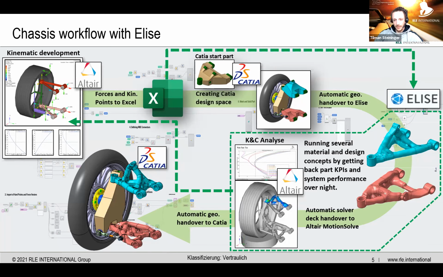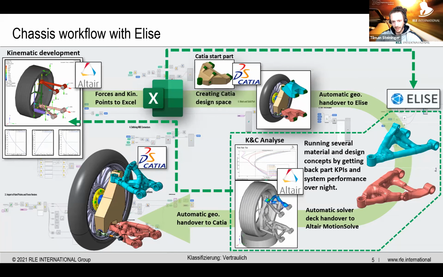The output from Elise then is maybe something like a solid part, which appears automatically in your CATIA design space part. And that part you can then directly use in CATIA to redesign or to check the kinematics, to check collisions and so on. But that solid output is not just the only output on that Elise calculation.